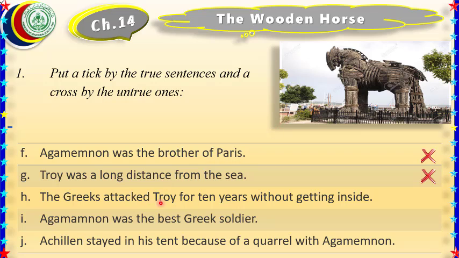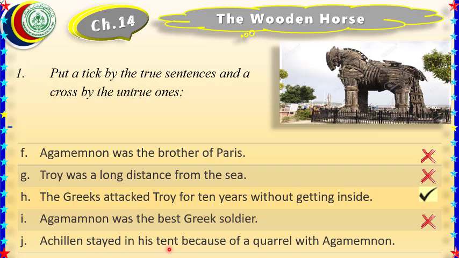Greeks attacked Troy for 10 years without getting inside. Yes, in the lesson we come to know they fought for 10 years, but they could not get into the city. This is a true statement. Agamemnon was best Greek soldier. No, best Greek soldier was Achilles, not Agamemnon. This is a false statement.